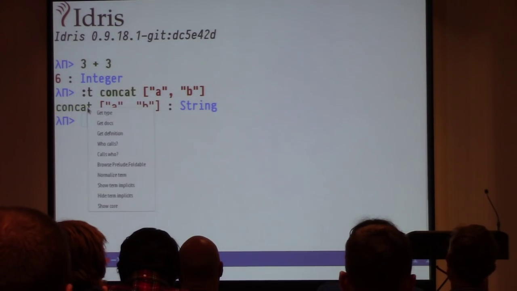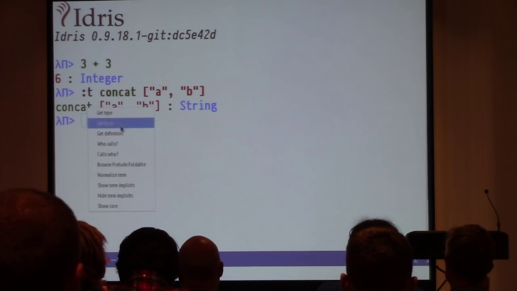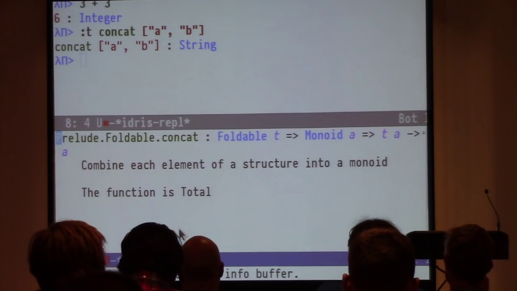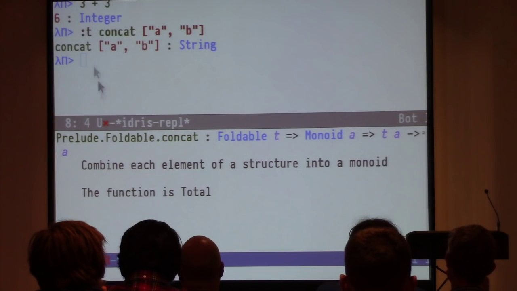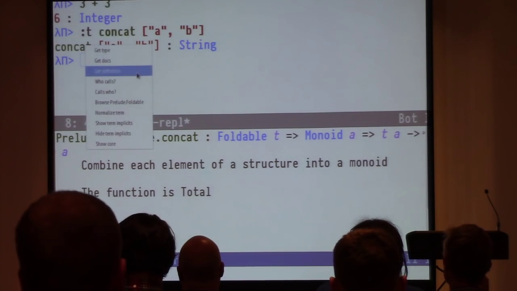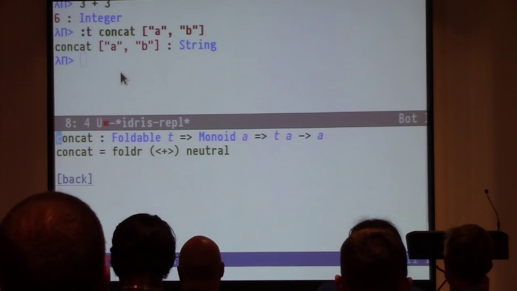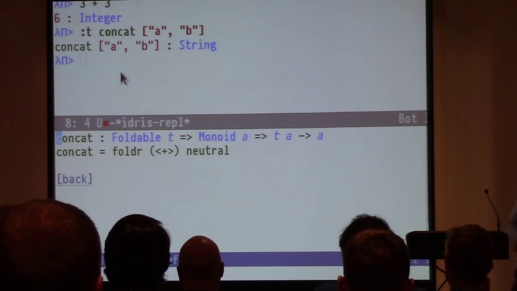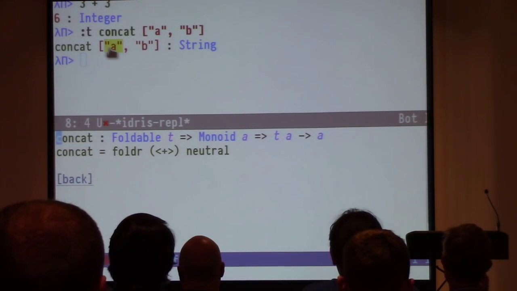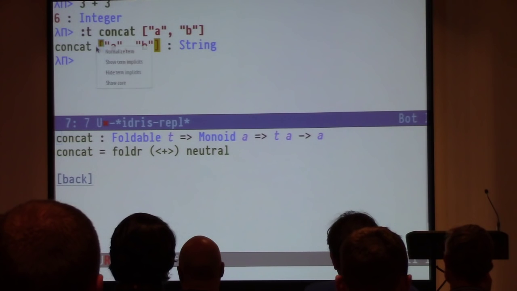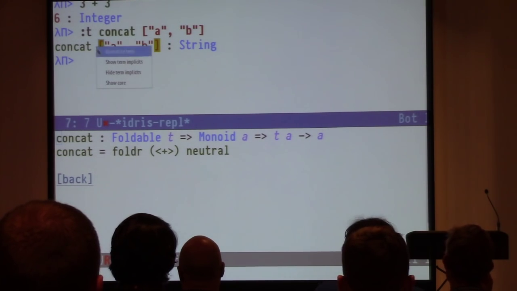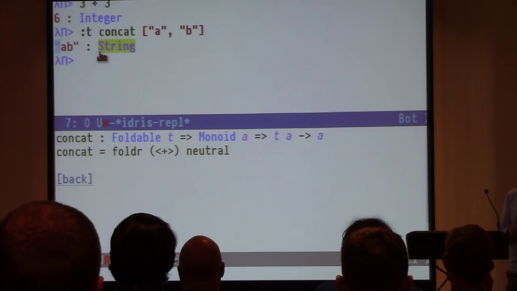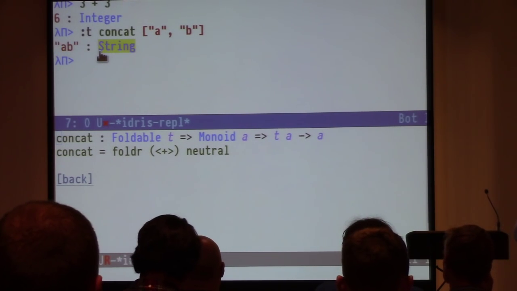And then I can right-click on concat, and I can say, give me the full doc string for that, and it pops up in a separate buffer. I can right-click on concat again, and say, give me the definition. And we get back that it's this definition right here. I can right-click anywhere in this term, including over concat or in the space, and then I can say normalize it. And it gets normalized right in place in the middle of the REPL.